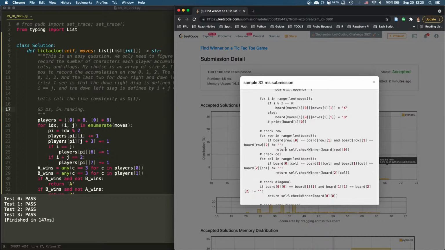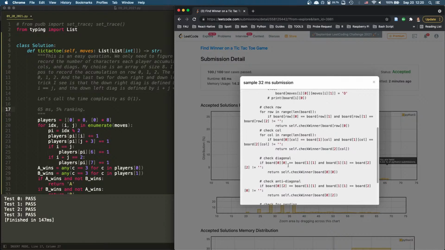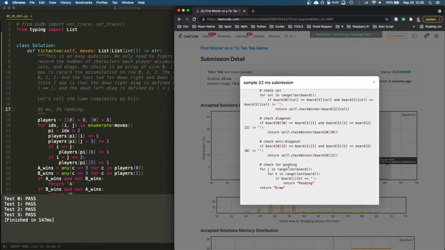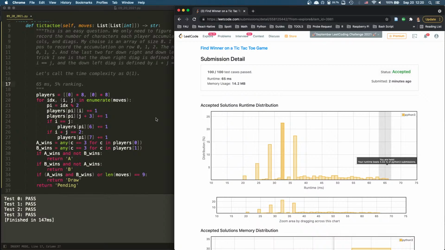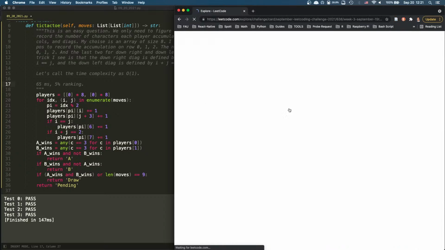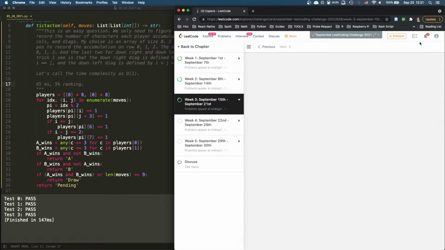And when you check rows, check columns, check diagonals, and then check for pending. I don't know why that one is faster. I had no idea. It's like twice as fast, but it's 32 versus 65 milliseconds. That basically doesn't make too much difference. Maybe they changed the number of test cases. Who knows?